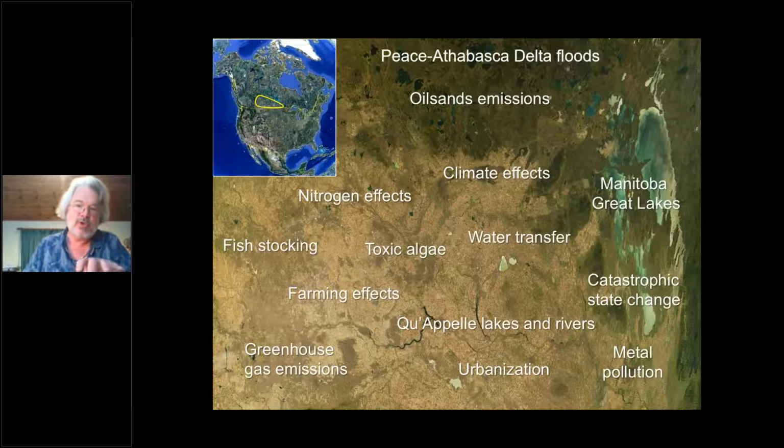Now, not all these problems are specific to where I've typed them. I just needed some room sometimes. But we've looked at water transfer in the Qu'Appelle Lakes. We are currently looking at changes in water quality in the Manitoba Great Lakes. We've looked at flooding in the Peace Athabasca Delta, effects of Alberta oil sands emissions, climate effects, the effects of greenhouse gases, the effects of metal pollution, all these sorts of things. And the reason we look at all this is because that's how complicated the world actually is.